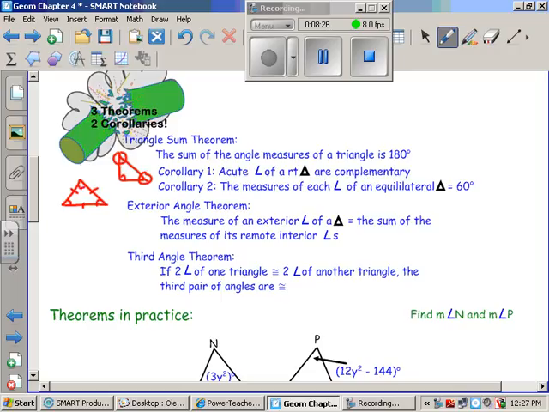So if I've got 180 altogether, how would I figure out what each angle is? Yeah, exactly. Divide by 3 because we're splitting that 180 into 3 equal pieces. So to find the measures of the equilateral triangle, you just take 180 and divide it by 3. So each angle is 60 degrees.